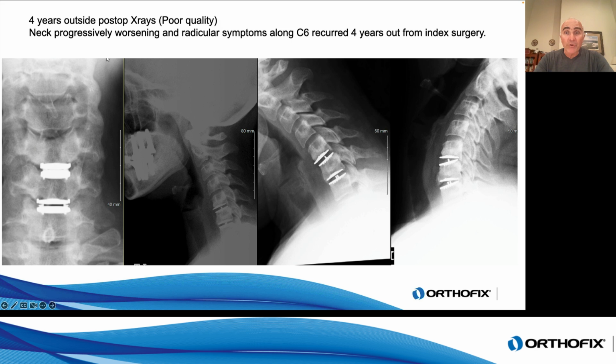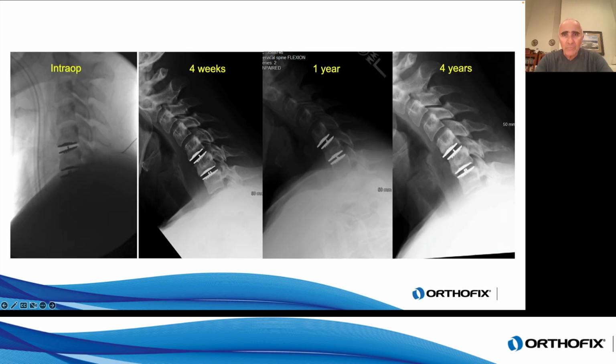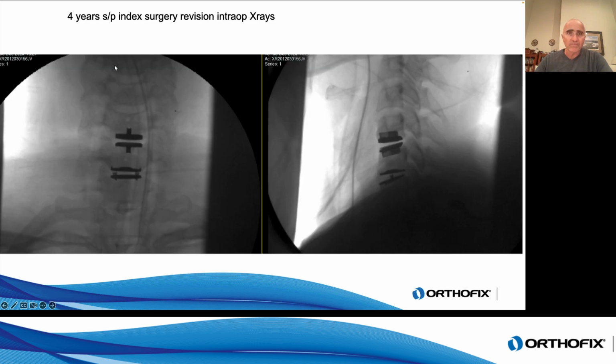Here are her 4-year post-op x-rays with neck pain progressing and reappearance of the C6 radicular symptoms and more magnified anterolisthesis at the C5-6 segment on the lateral flexion extension view. Here are the same lateral serial radiographs placed next to each other for better demonstration of the progression of her anterolisthesis. At this point in time, decision was made to move forward with revision at the C5-6 level.